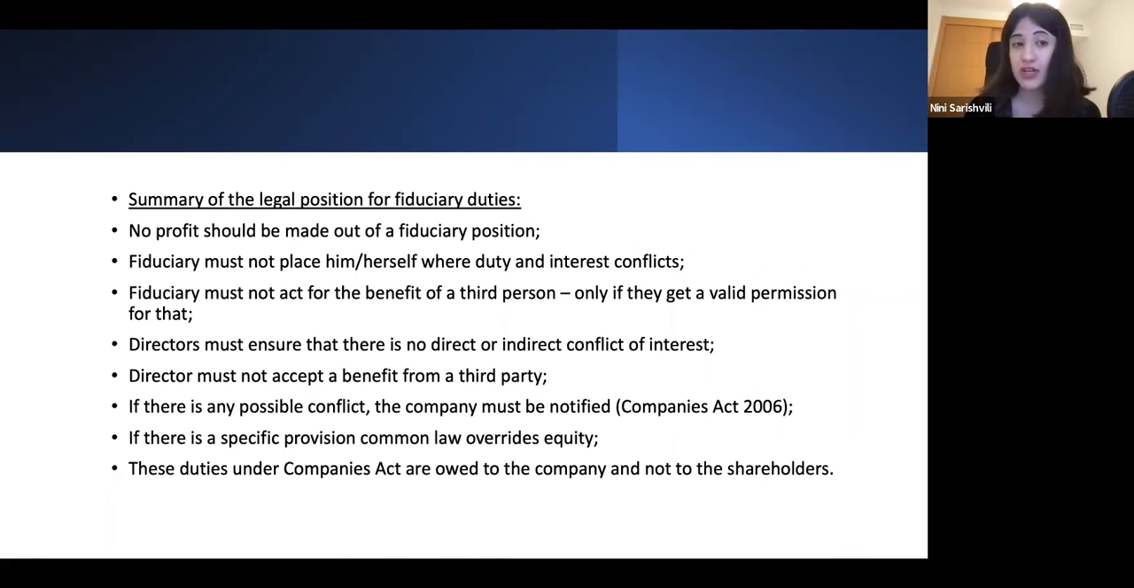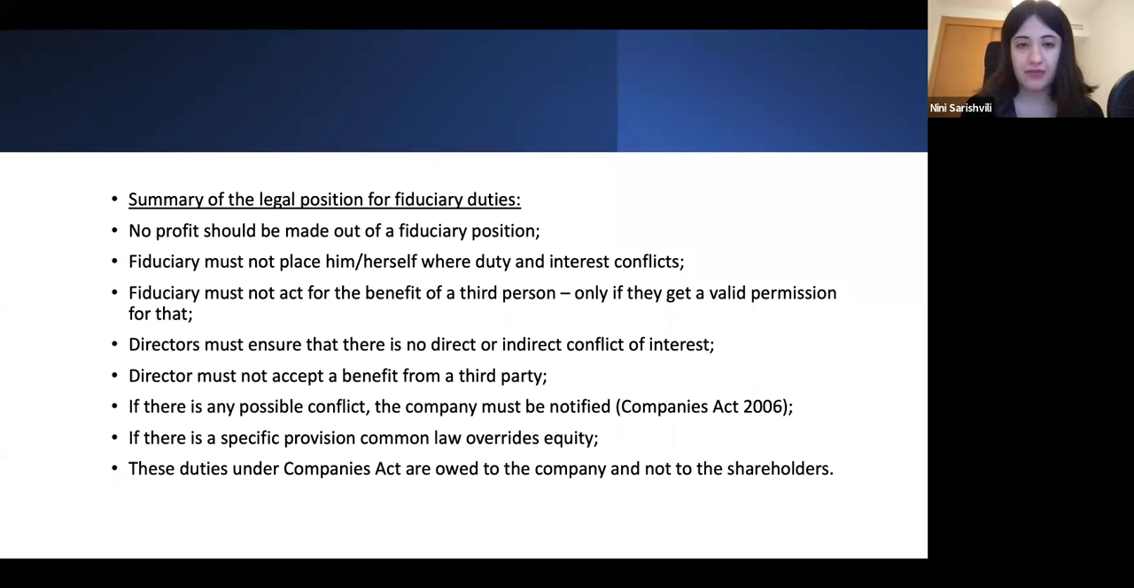Summary of the legal positions for fiduciary duties. No profit should be made out of a fiduciary position. This is quite an inflexible rule of equity, that anyone who is in a fiduciary position cannot make a profit. So for example, if someone is a company director and some opportunity comes up to make a profit that could well have been used by the company itself, the director is not allowed to take the opportunity, because people in fiduciary positions cannot profit from their position.